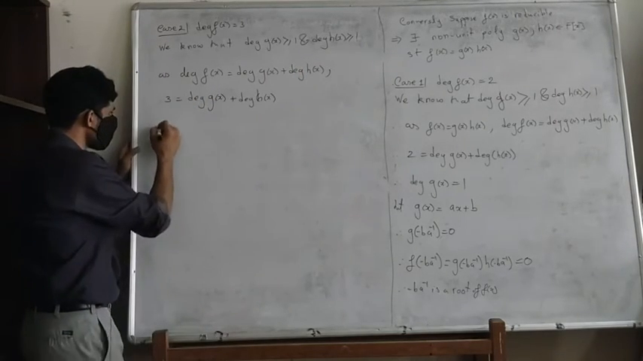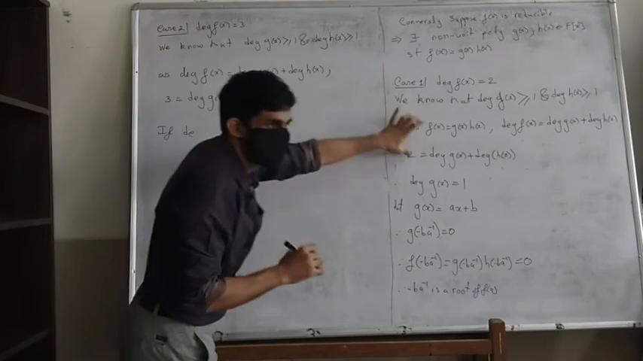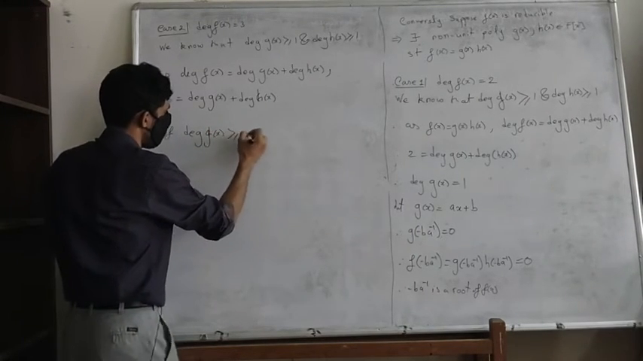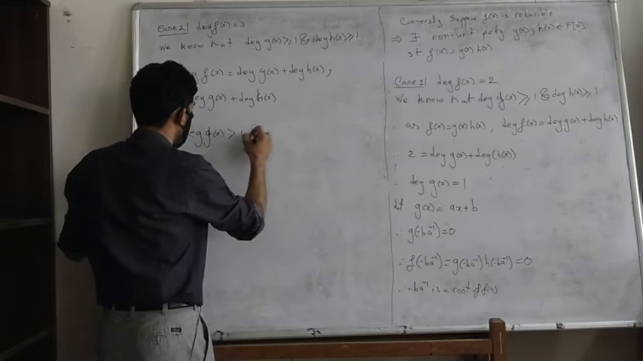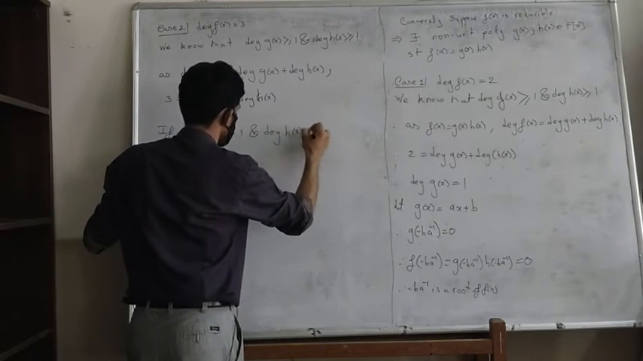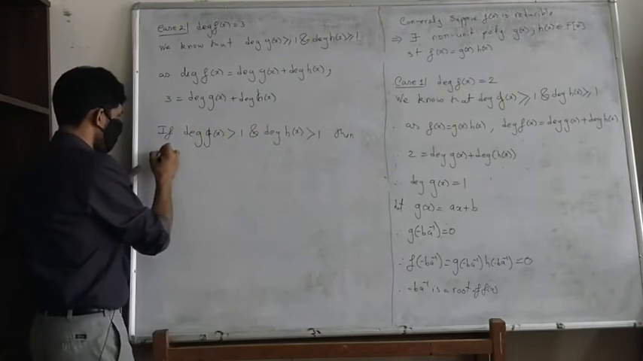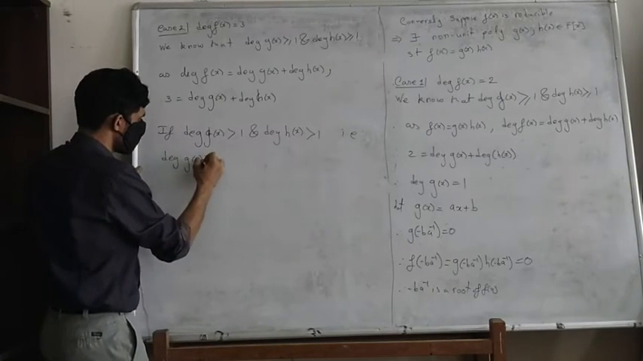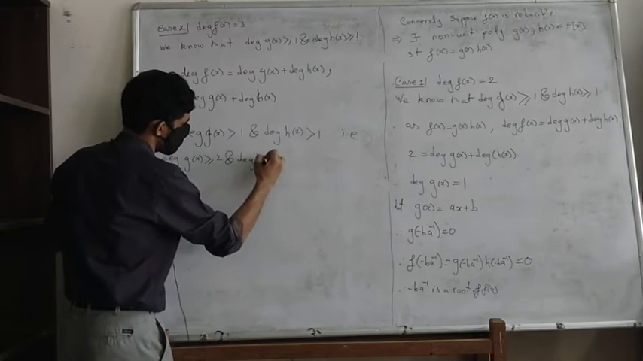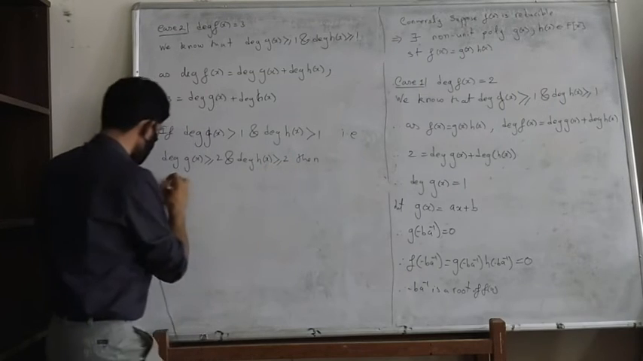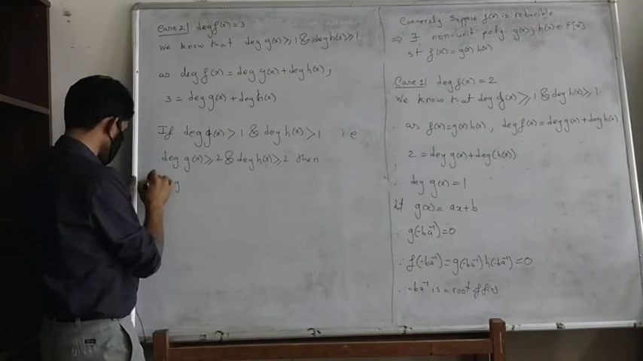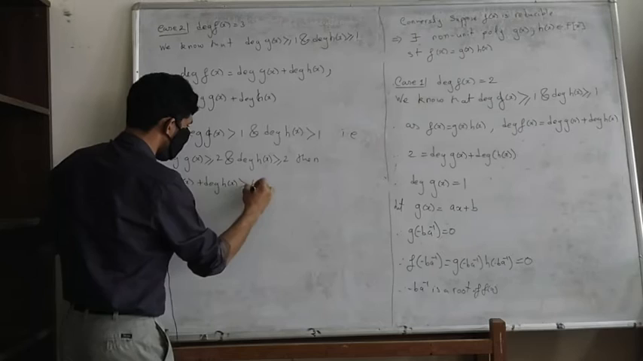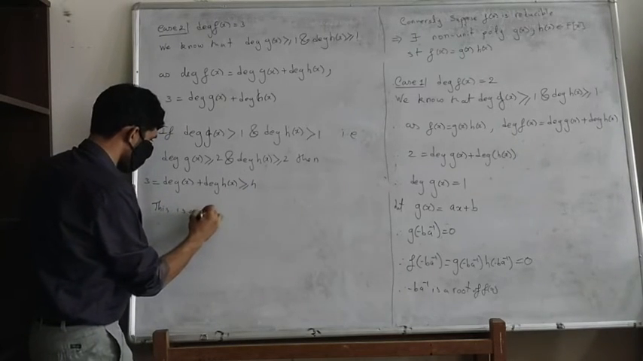In fact, this argument works here also. If the degree of g is greater than or equal to 2 and the degree of h is greater than or equal to 2, then 3, which is the degree of g of x plus the degree of h of x, would be greater than or equal to 4. Okay, this is a contradiction.